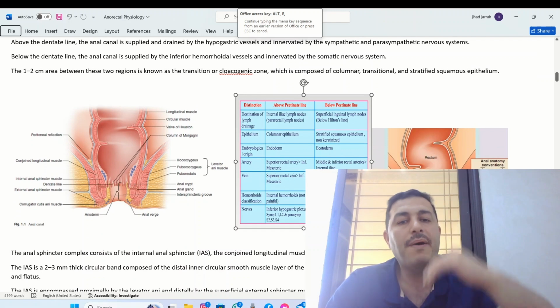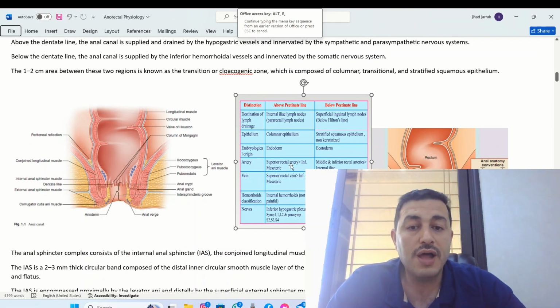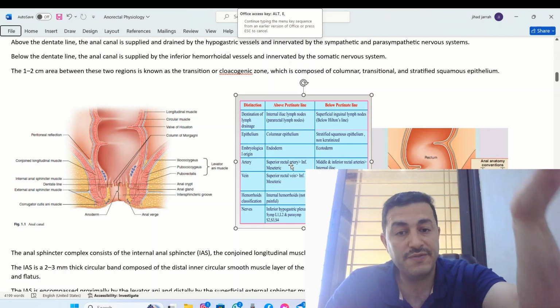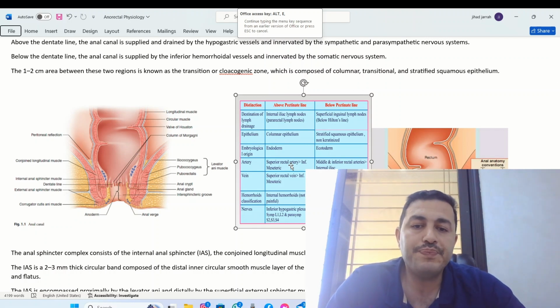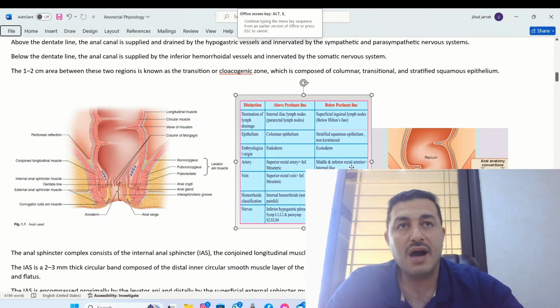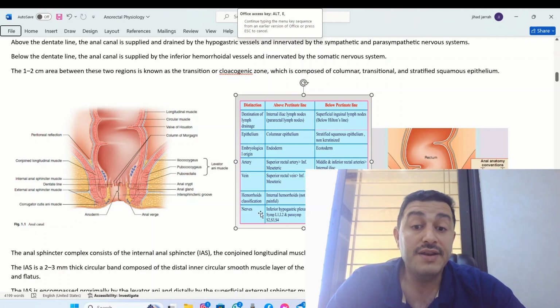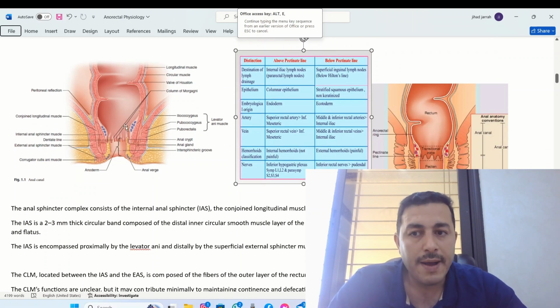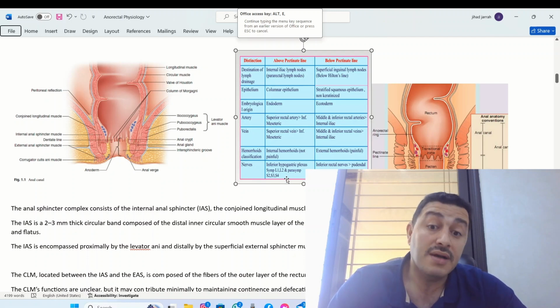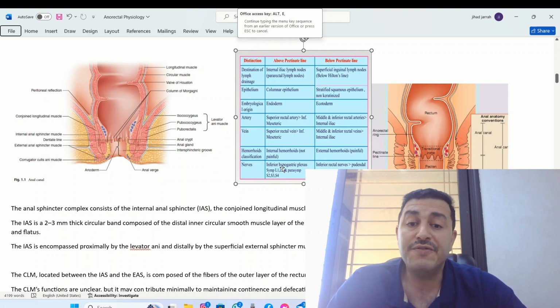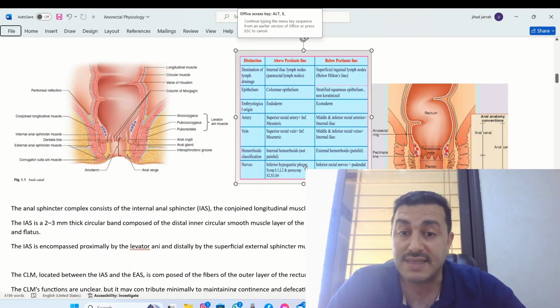Arterial supply above the dentate line is from the superior rectal, which goes to the inferior mesenteric, and then to the portal circulation, and below the dentate it goes to the iliac artery, to the systemic circulation. As for the vein supply, the hemorrhoidal nerves above the dentate line are actually sympathetic and parasympathetic from the inferior hypogastric plexuses.